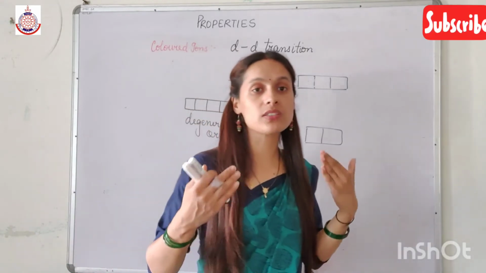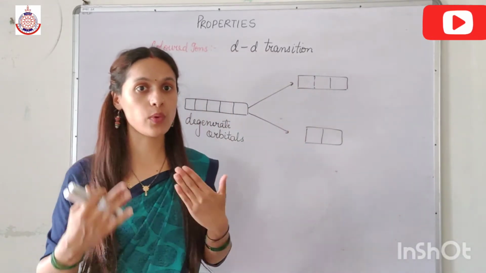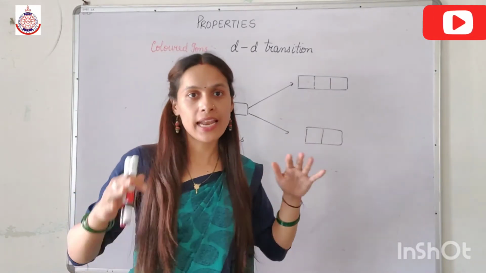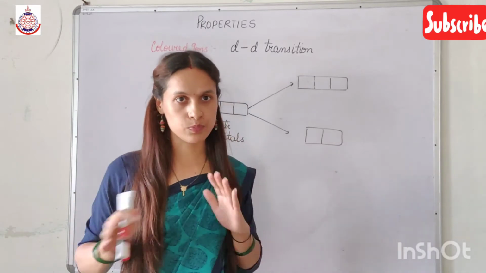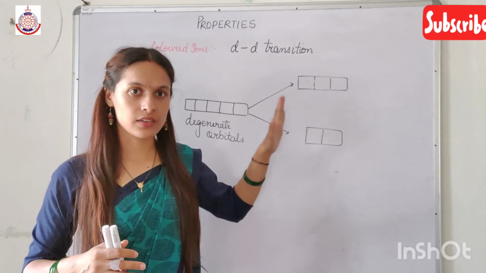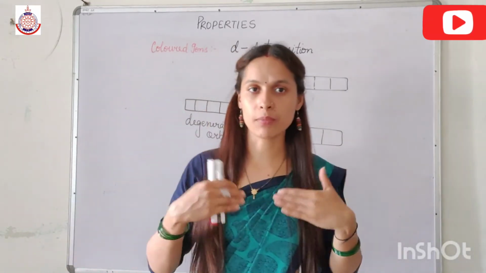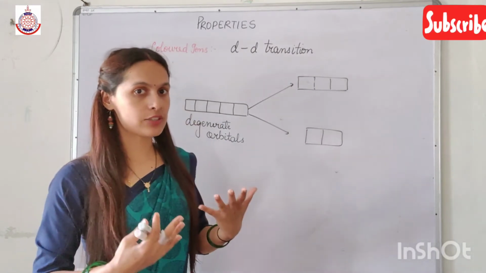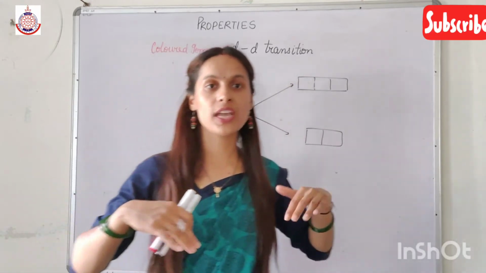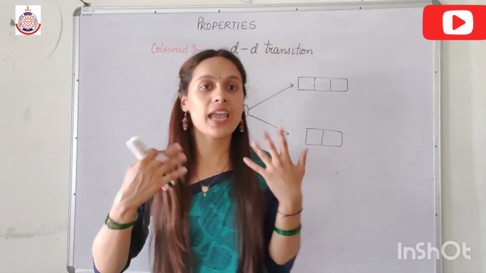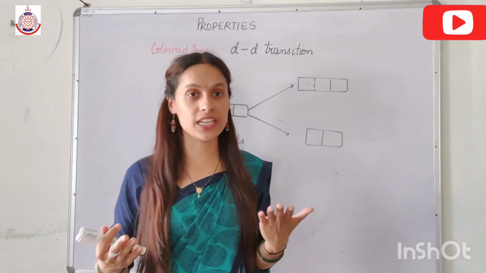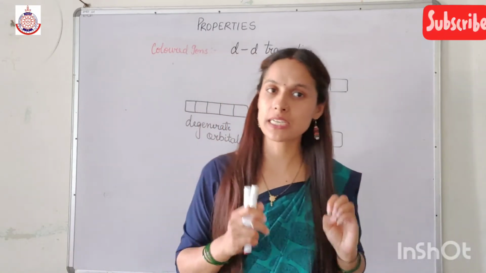Now the energy which is required to move the electron from lower energy level to higher energy level is very less, and it comes in the visible region. So the transition element absorbs that amount of energy, jumps the electron from lower energy level to higher energy level, and the rest of the energy is emitted by the transition element, and the emitted energy radiation is observed in the form of color.